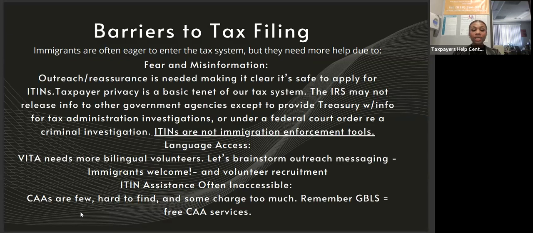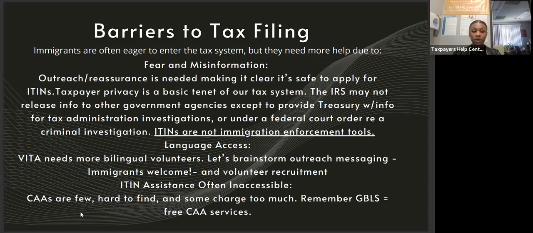Once again, ITINs are not immigration enforcement tools. Therefore, your information is safe with us. You can trust us. All taxpayers have rights, and we honor your rights.